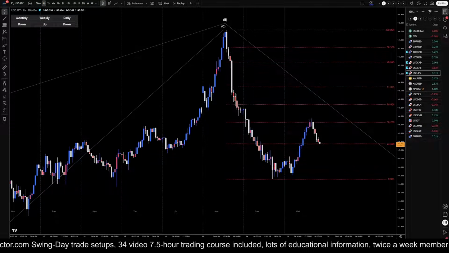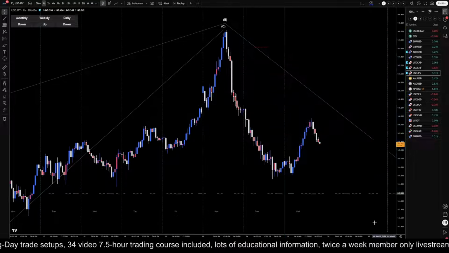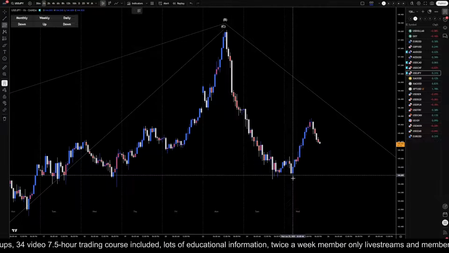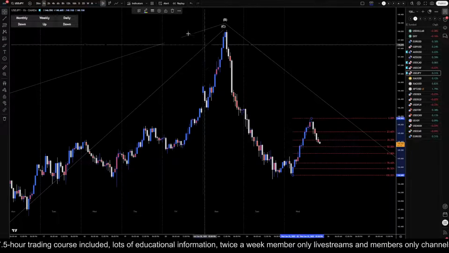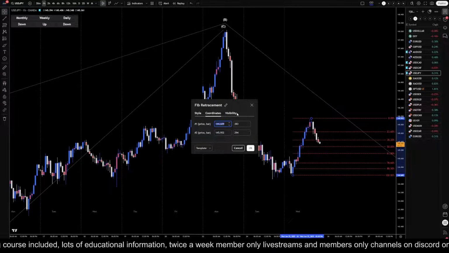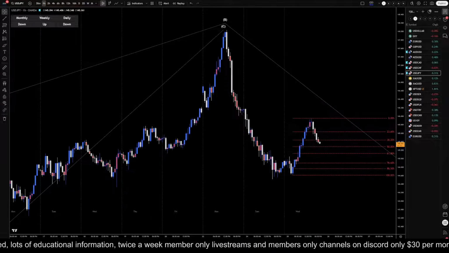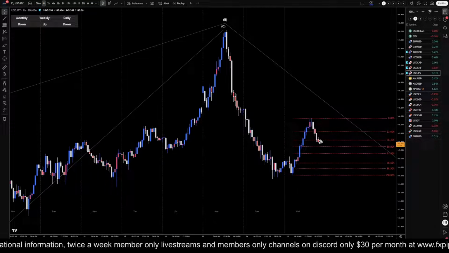Now, I would be a little bit on the cautious side. Now that it's actually going down, I would remove this Fibonacci and I would likely put my Fibonacci from here to here, at least on the shorter time frames, that is, because there's definitely a chance that this move down is all part of a bigger correction.